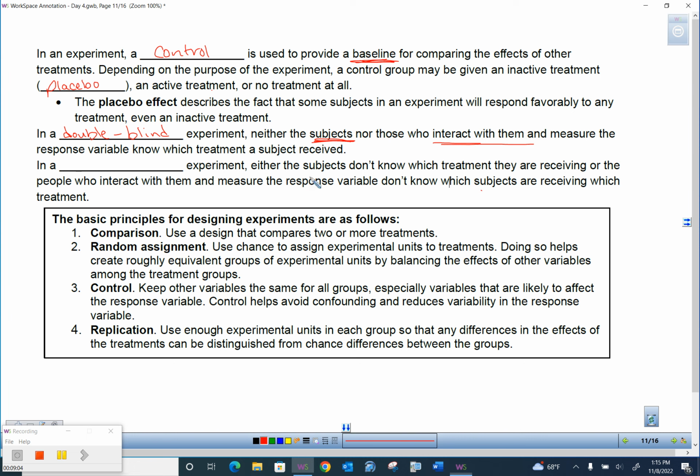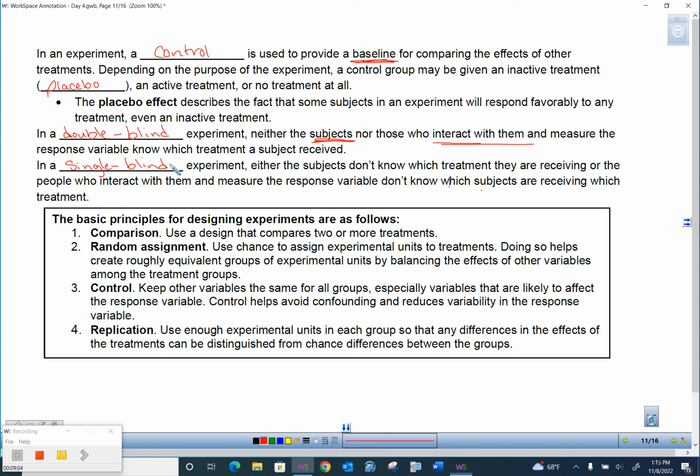But we could also have where either the subjects don't know or the people who interact with them don't know, and that's a single blind. So we talked about this with the caffeine example. Caffeine we could blind from both groups. We could have the caffeine label covered and then let the people who are drinking the caffeinated soda or the non-caffeinated soda not know the difference, and the people who are measuring the results not know who was in each group. That would be double blinding.